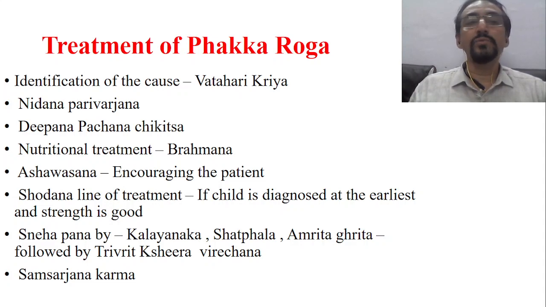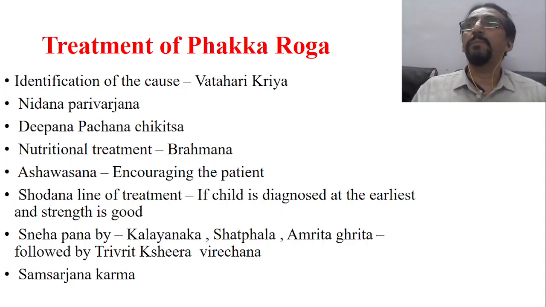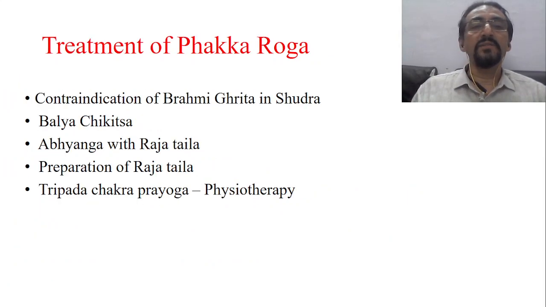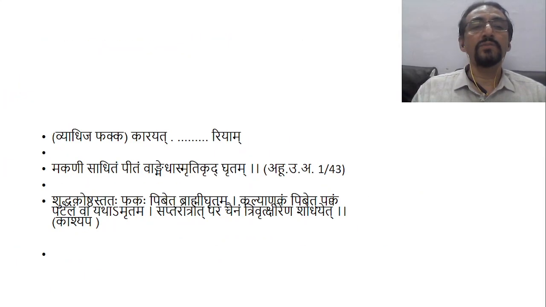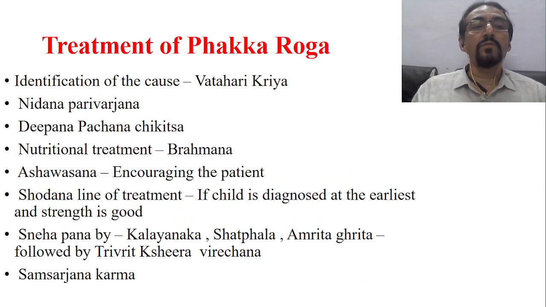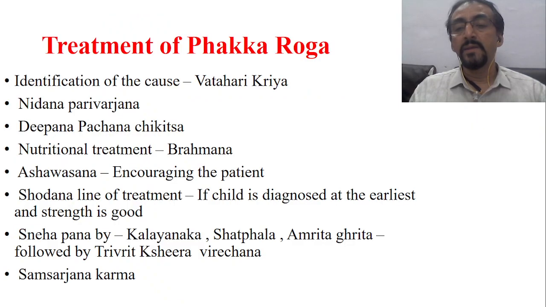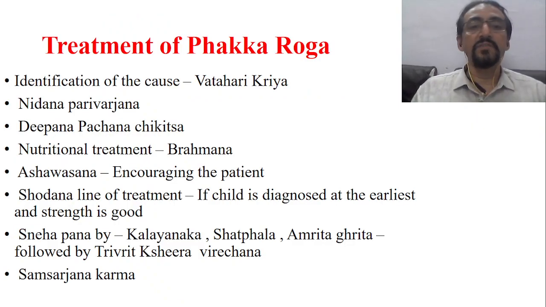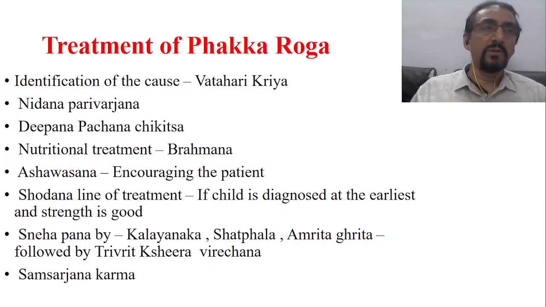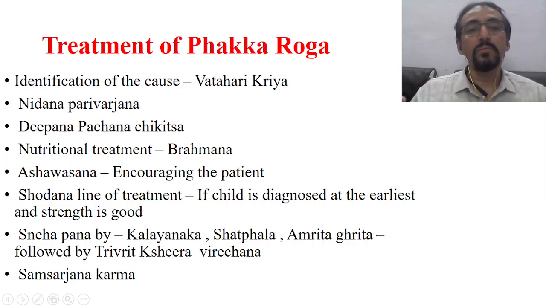Then comes the Deepana Pachana Chikitsa. This is also mentioned in the classics. If you look into the shlokas, there is mention of Deepana Pachana Chikitsa. The shloka we will see later. The second one is Deepana Pachana Chikitsa. In the classics, things are actually given haphazardly, not in an order, so I have tried to put them in an order so that it is easy for study.